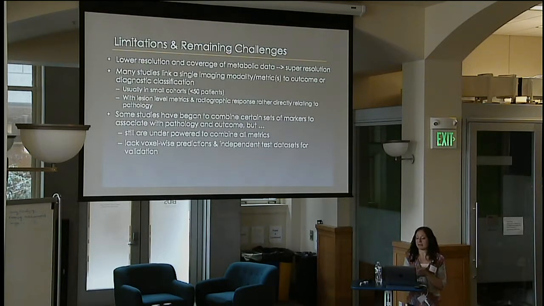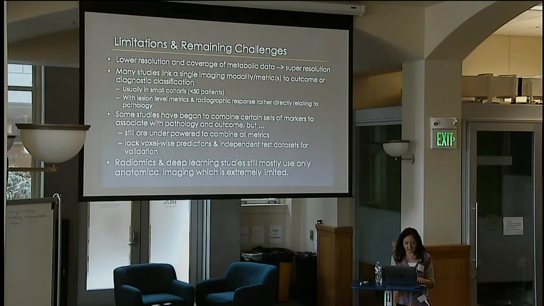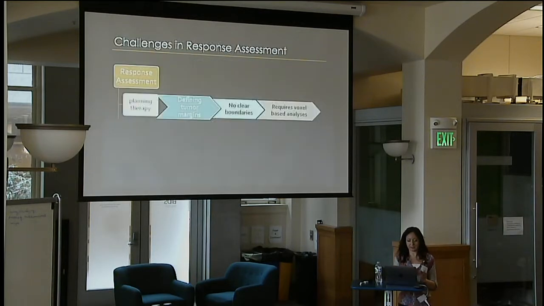Some studies have also begun to combine certain sets of markers to associate pathology with outcome, but it's hard to get enough power and data sets to combine so many parameters. We lack voxel-wise predictions, as well as independent test data sets for validation. And to date, most of the deep learning and radiomic studies that have been presented still use only anatomical imaging. So there's a lot more we can do here.